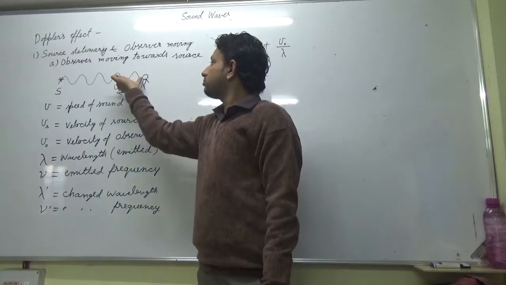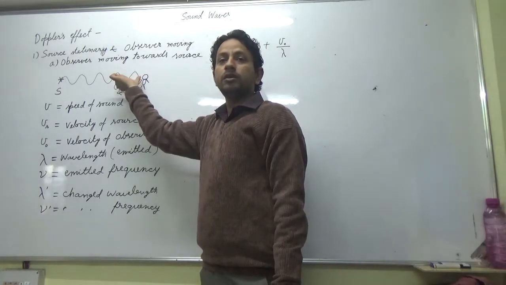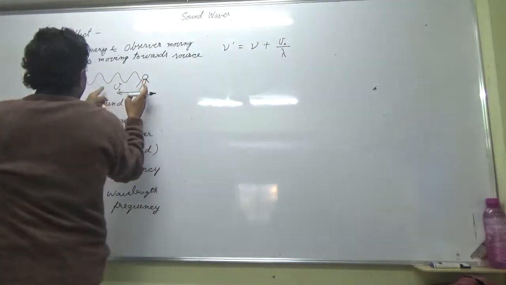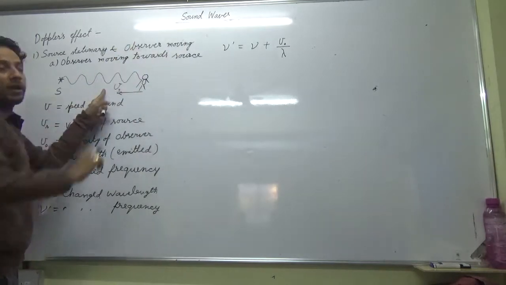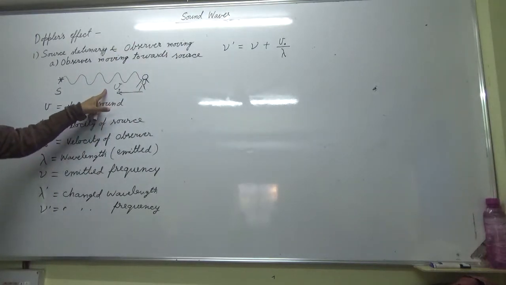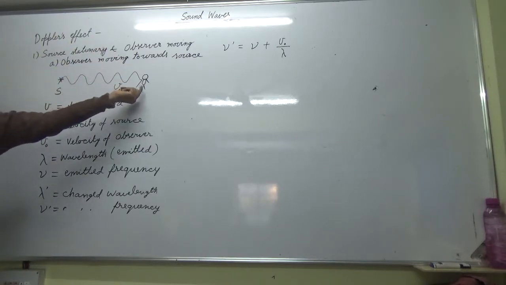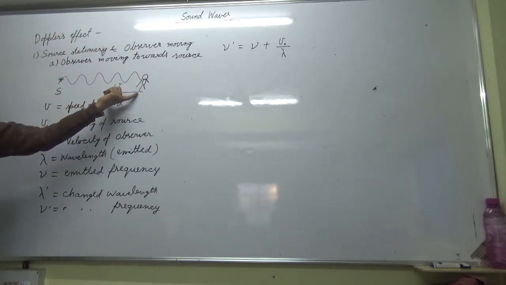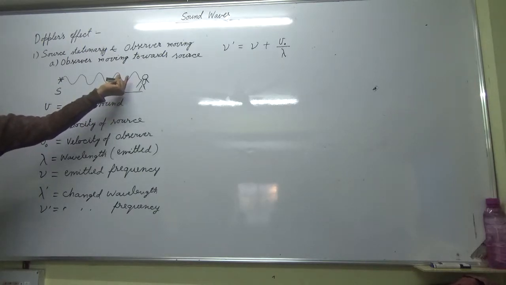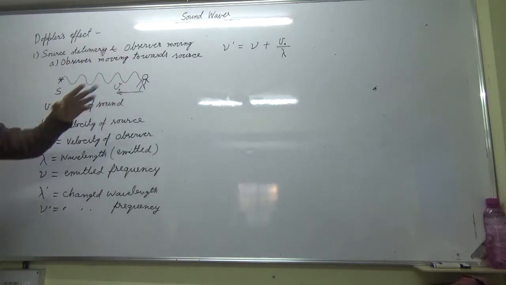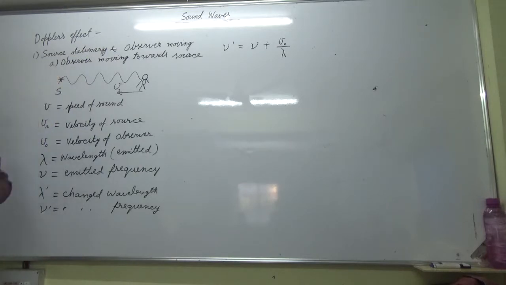In one oscillation, how much is the length? The lambda. So how many oscillations will there be in V naught? We can divide V naught by lambda. Are you getting it? He travels a distance V naught in 1 second, and we divide it by the distance used for one oscillation, which means one wavelength. So divide V naught by lambda. So you are getting this.